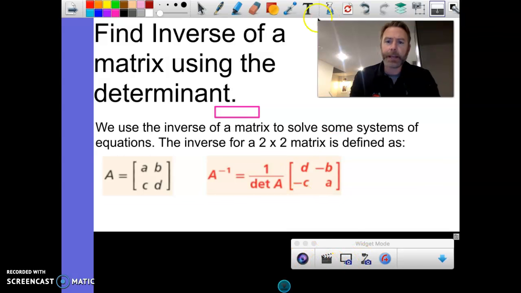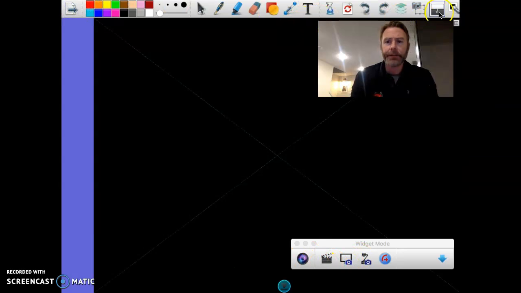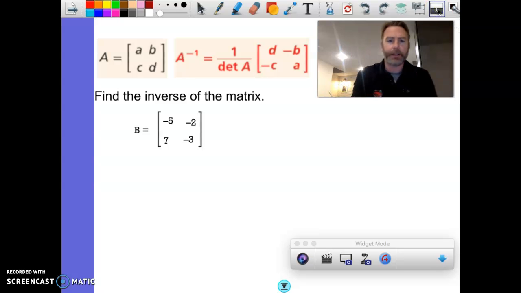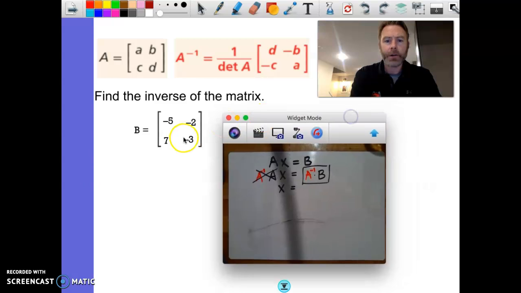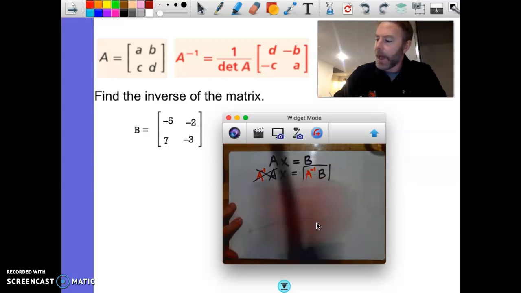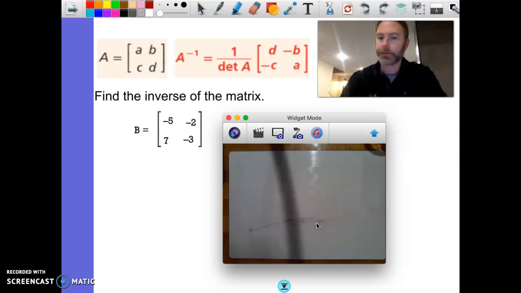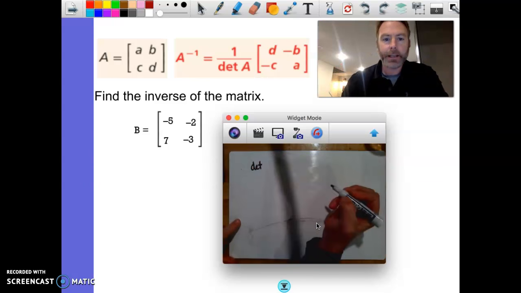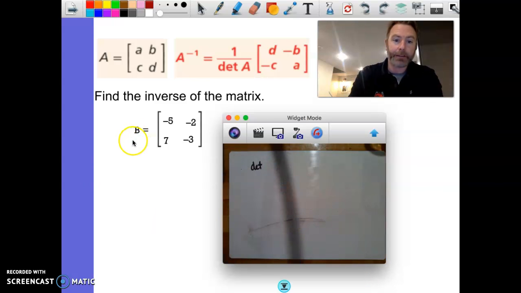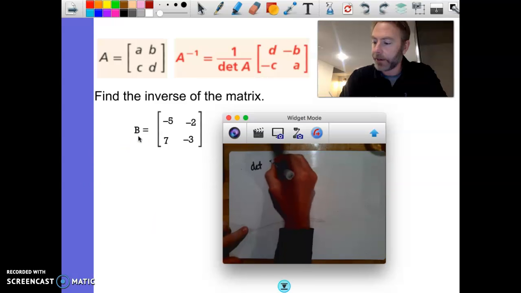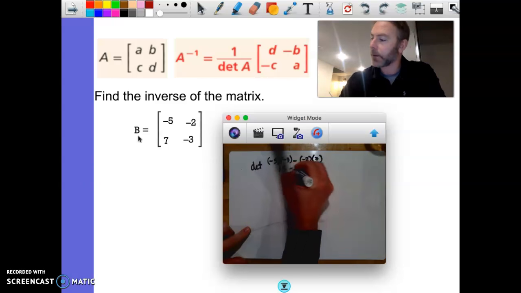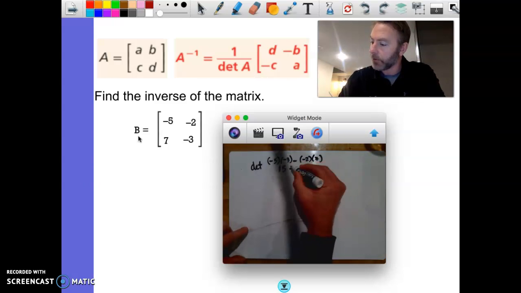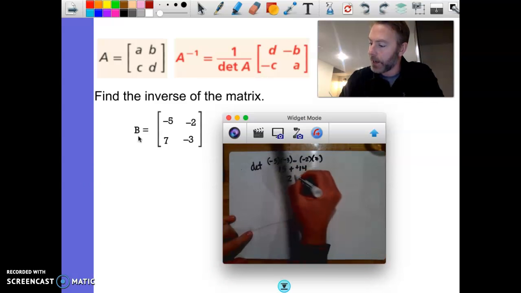I'm going to do 2 examples with you today. The first example: we're just going to find the inverse of this matrix. First thing we're going to do is find the determinant of matrix B. We take the product of -5 and -3, and we subtract from that the product of the other diagonals. So this is 15 minus negative 14, a double negative, so this would be 29. That's the determinant.